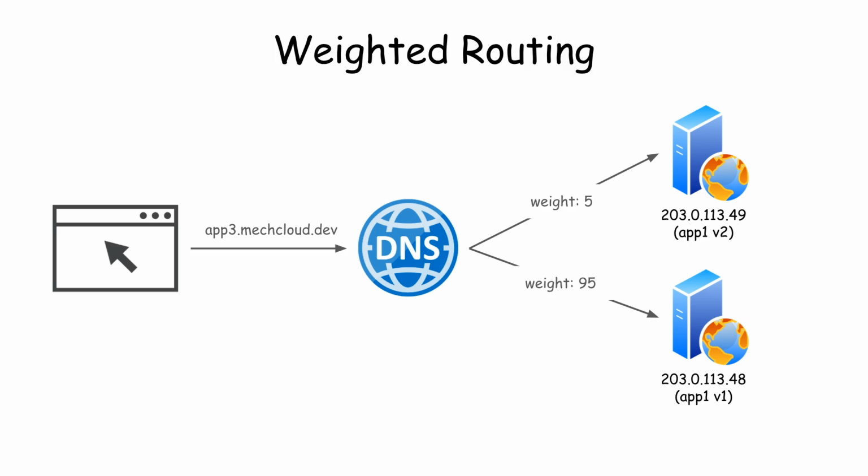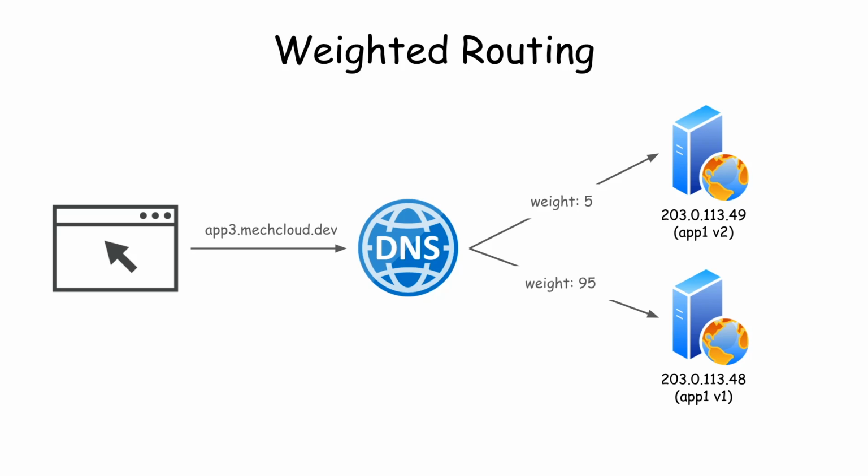Let's look at our diagram. As always, the user makes a simple request to app3.metcloud.dev. They have no idea that anything special is happening behind the scenes. This time, however, the DNS server has two records for this address, and each one has been assigned a weight. The first server, running version 1 of our application, app1 version 1, has a weight of 95. The second server, running our brand new version 2, app1 version 2, has a small weight of 5.